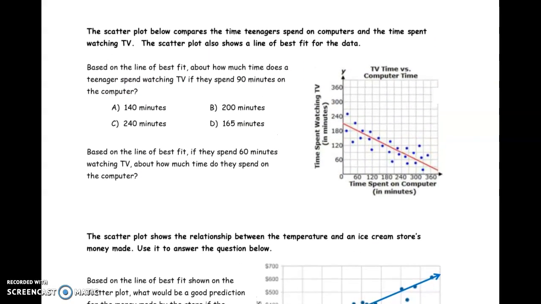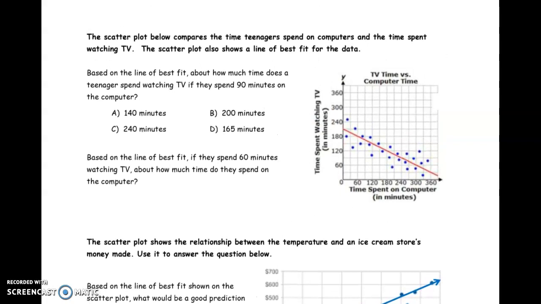Now, what we're going to do here in our last example or two is use a line that's already drawn to make some predictions. That's our final step for today. So it says the scatter plot below compares the time teenagers spend on the computer and the time spent watching TV. The scatter plot also shows a line of best fit for the data. So that's the one I drew in red there. Maybe this is a good time after I ask these questions to pause. First, what type of correlation is shown?